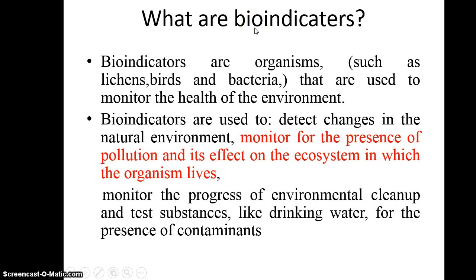First we will start with the definition. The bioindicators are the organisms, that can be plants, animals or microorganisms, that are used to detect the health of the environment. Another definition: bioindicators are used to detect the changes in the natural environment. They will show you the presence of the pollution and its effect on the ecosystem. So those are the bioindicators. Now we are going to see which organisms are used as bioindicators.